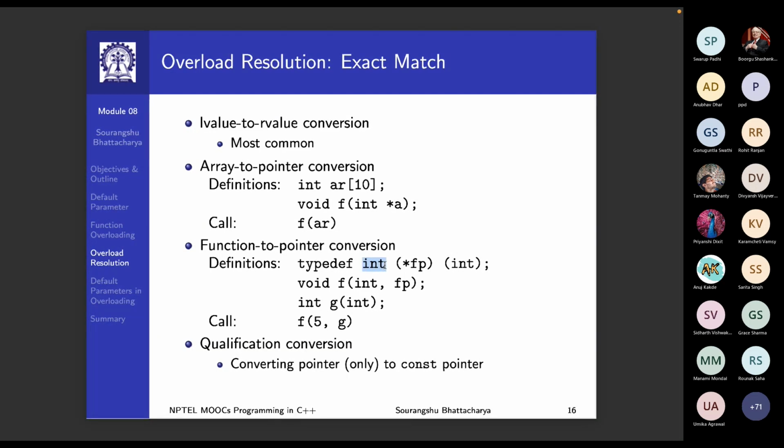Clear? Okay, so FP is a pointer. The type of FP is basically a pointer to a function which takes an integer as input and returns an integer.